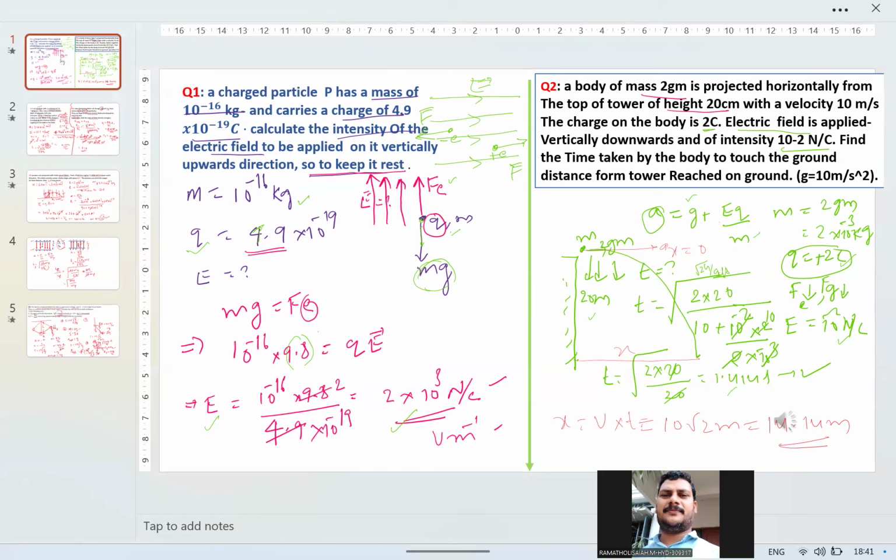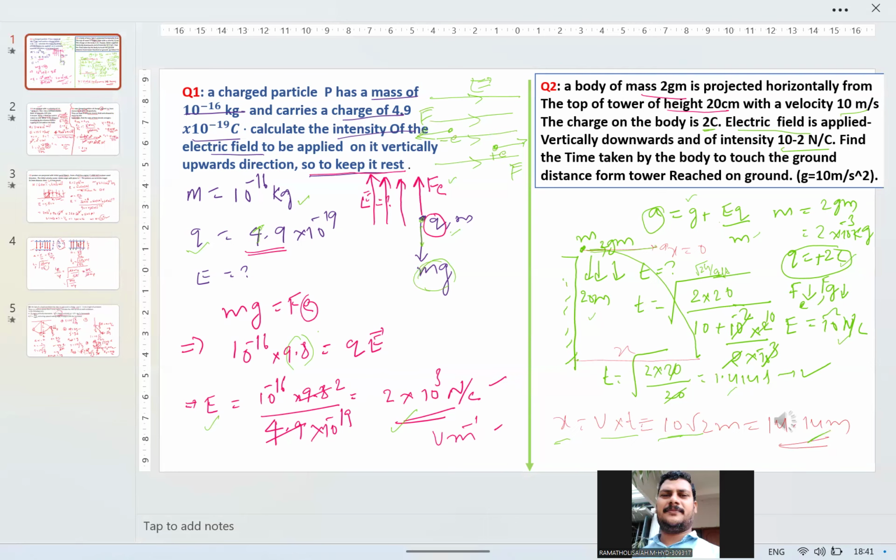In the horizontal direction, acceleration is 0 and velocity is constant, because no field force is acting in that direction. The gravitational force and electric force are both in the downward direction. Therefore x is equal to v into t. It is projected with 10 meters per second horizontally from the tower. Therefore, 10 into time, which is root 2 seconds, so the total distance is 10 root 2 meters. Root 2 is 1.414, into 10 means 14.14 meters.